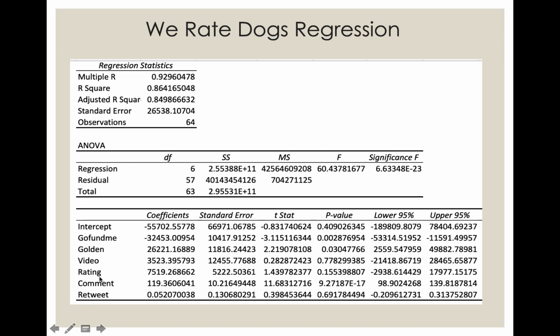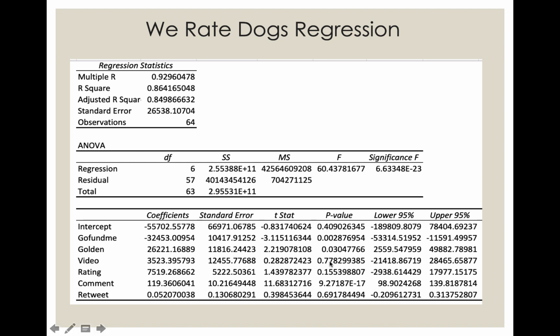That on average, holding these other variables constant, a post that has a GoFundMe link gets 32,453 fewer likes than one that does not have a GoFundMe, does not ask you to go donate to the dog. We can see golden is statistically significant at a 5% level. What does this mean? That on average, holding these other variables constant, if the dog is a golden, it gets 26,221 more likes relative to not being a golden.